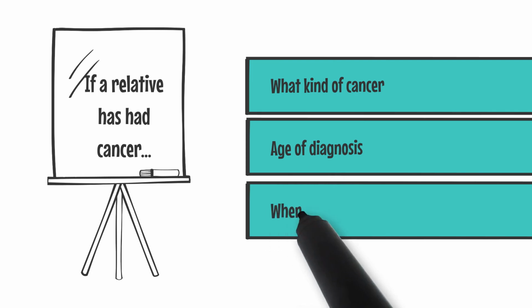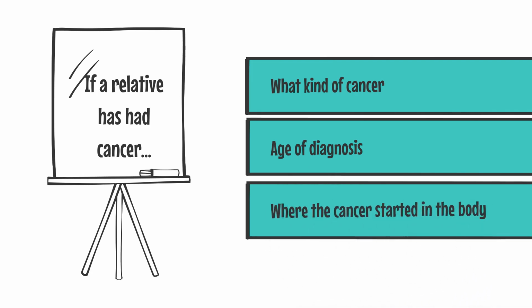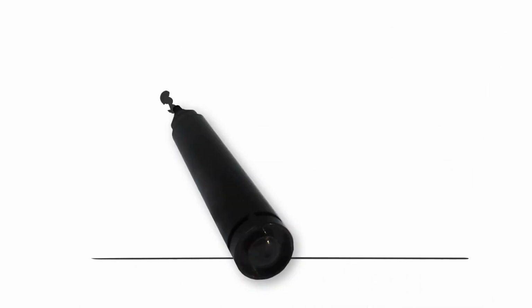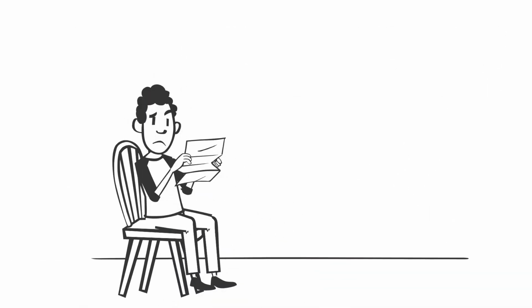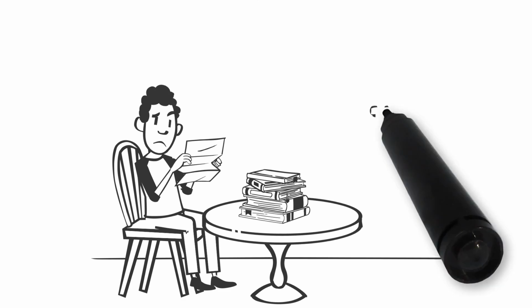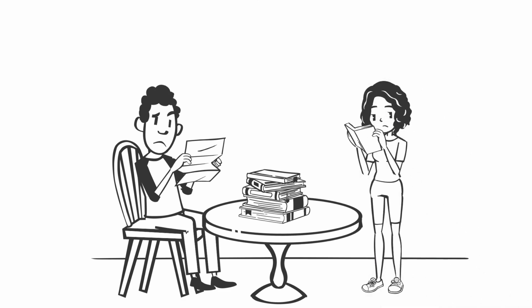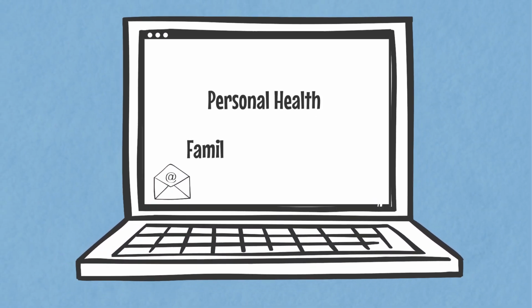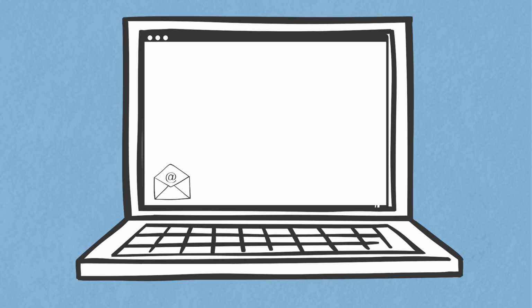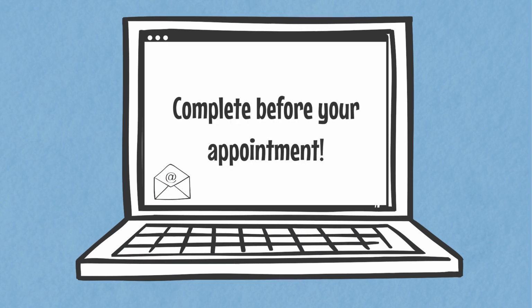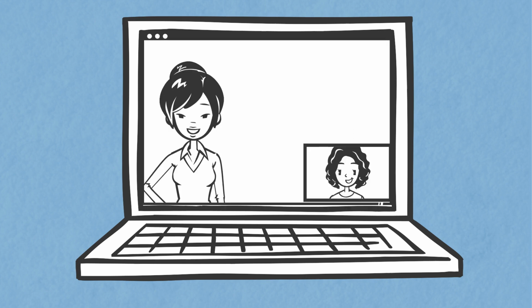It is also very helpful to know if the cancer started in that organ or spread from somewhere else in the body. Of course, we recognize that it is not always possible to collect all this information on many of your relatives. Just gather as much information as you reasonably can, and we will work with whatever you can provide us. Prior to your appointment, you will receive an emailed questionnaire about your personal and family health history. We strongly encourage you to complete this before your appointment with a genetic counselor. This will help you and your genetic counselor have the most productive discussion about cancer risks.